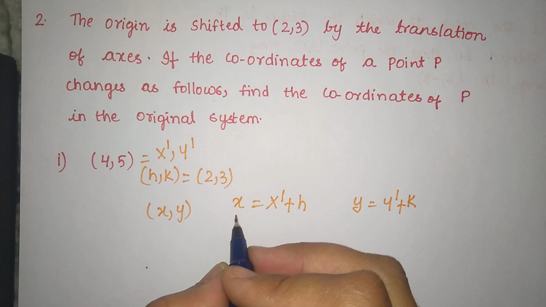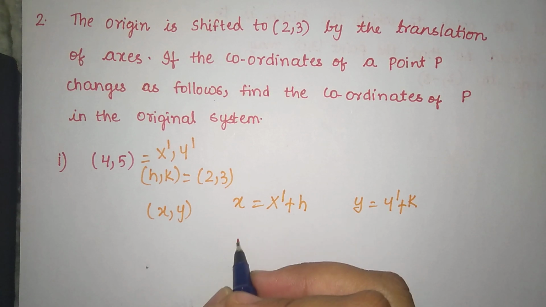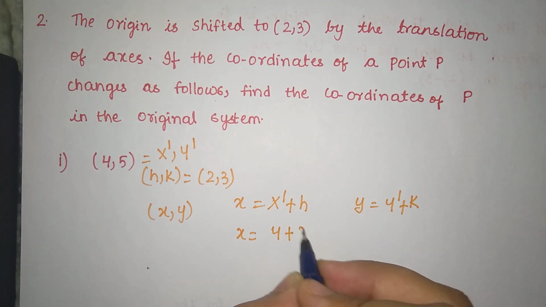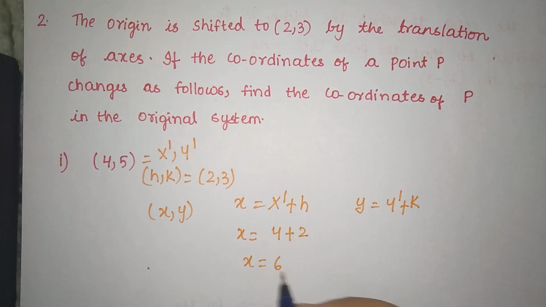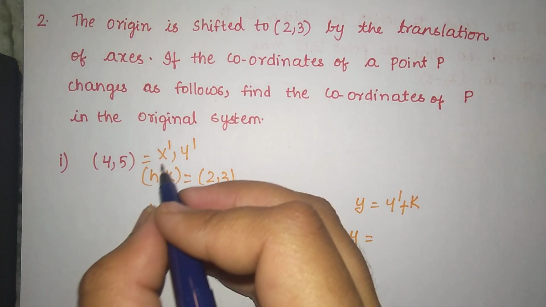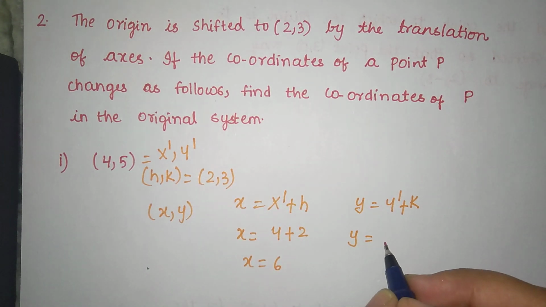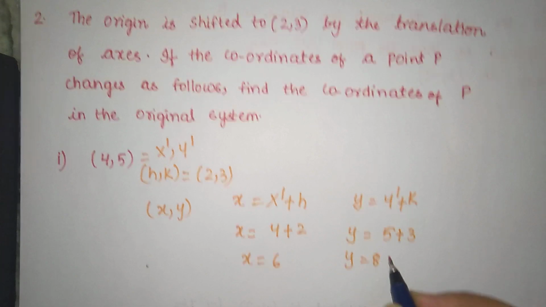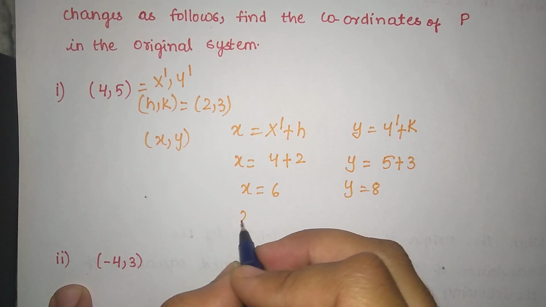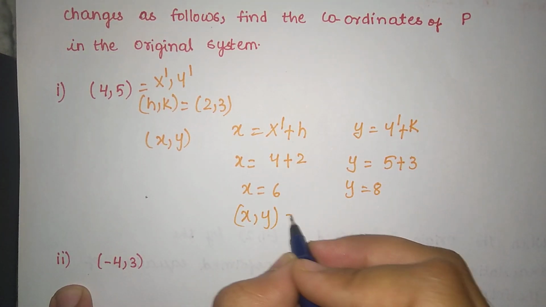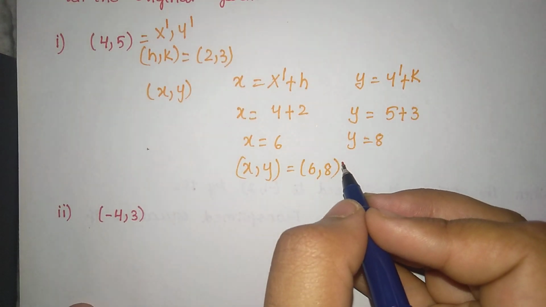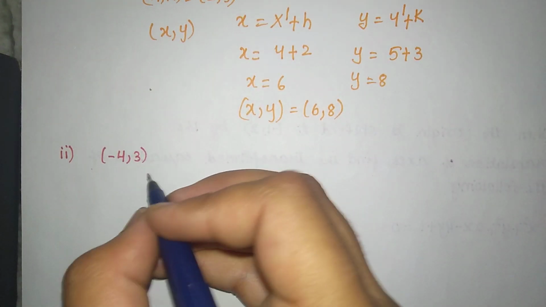So what is small x? Small x you have to find out. They have given 4 plus 2. So small x is 6. Small y is y dash. What is y dash? 5 plus 3. So you will get y is equal to 8. So x comma y are 6 comma 8. Okay. We'll do another problem.